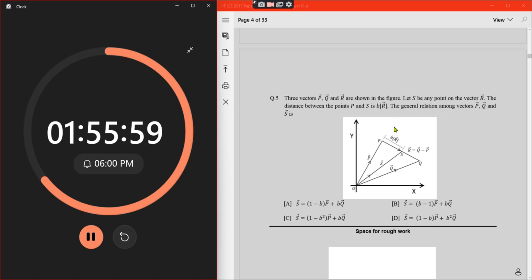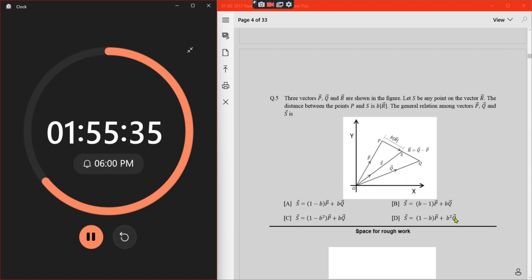Okay, cool. So general relation among, yeah, I mean, no big deal. Just S vector minus P vector is equal to p times R vector, which is just Q vector minus P vector, right? So P, Q and S. I mean, wait, that's just too easy. That doesn't actually make any sense. Yeah, that is way too easy.